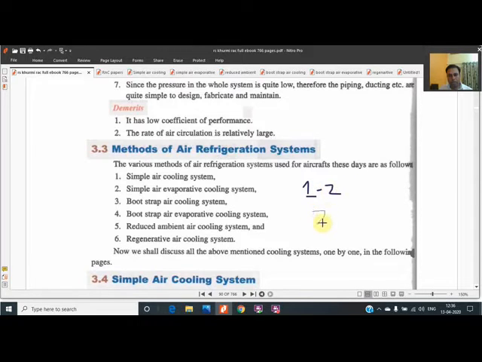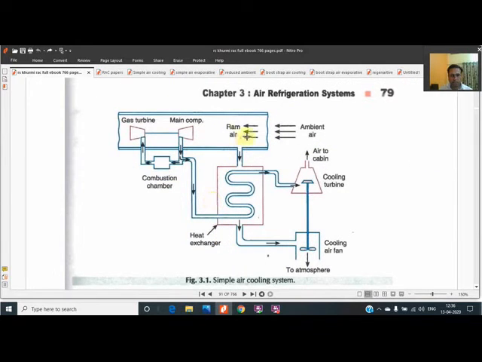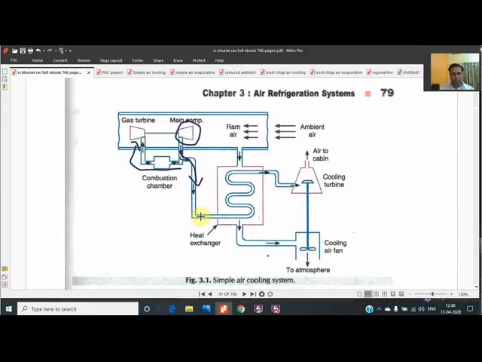The second after 1 to 2 is 2 to 3. What used to happen in 2 to 3? That is also common for all the systems, because this compressed air used to go inside the compressor. From this compressor, a certain amount of air is needed, because a major portion used to go for running the gas turbine, but a certain portion is bleed air.